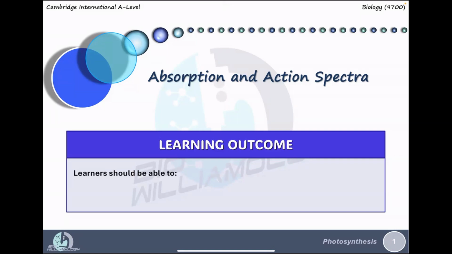Hi everyone, welcome back to my A-level biology lecture series. In this lesson, we will explore absorption and action spectra. At the end of this lesson, you will be able to interpret absorption spectra of chloroplast pigments and action spectra for photosynthesis. All right, let's get started.